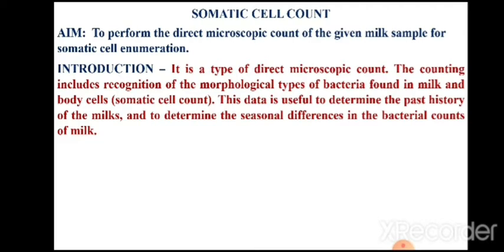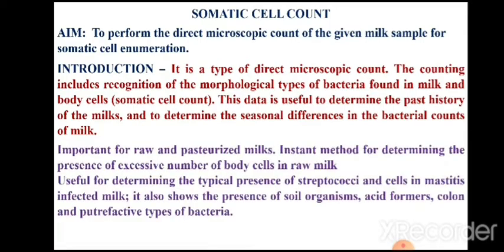and the conclusion is drawn in combination. Both of these factors are useful to determine the past history of milk, that means whether the milk is stale, and to determine the seasonal differences in bacterial counts of milk. So it is important for raw and pasteurized milk, and this is one of the instant methods for determining the presence of an excess number of body cells in raw milk.